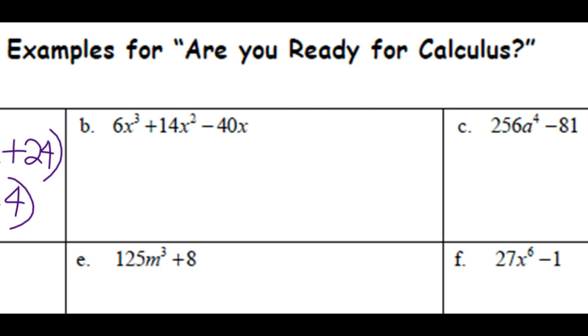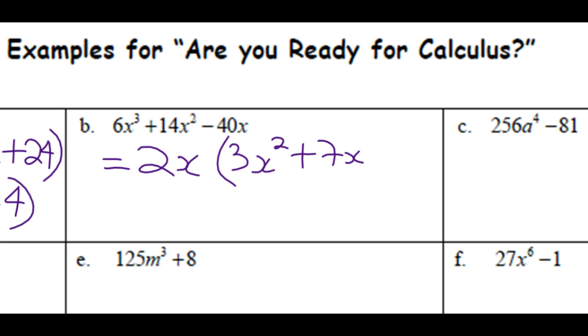Okay, 6x cubed plus 14x squared minus 40x, same deal, basically. What's the greatest common factor? The number that goes into 6, 14, and 40 is 2. They all have at least one x. So what power of x? Just x. Leaving me with 3x squared, plus 7x, and minus 20.